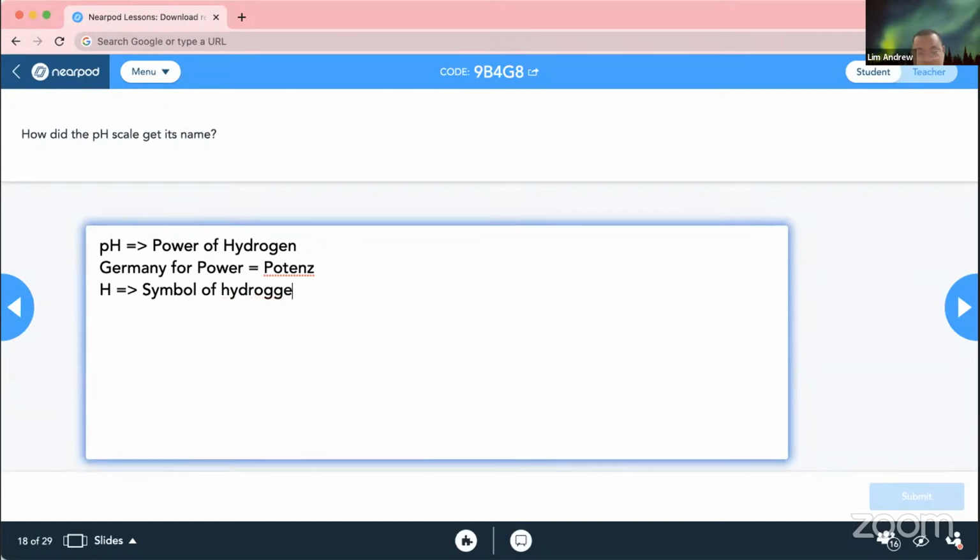All right. So this is how the pH name came about. It's basically telling you how much power of hydrogen this particular substance has. Hence, pH is now measured to see how acidic or how alkaline this particular solution is. And it's based on the hydrogen ion concentration in the particular solution.